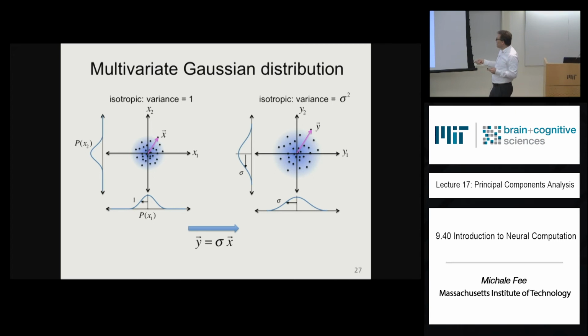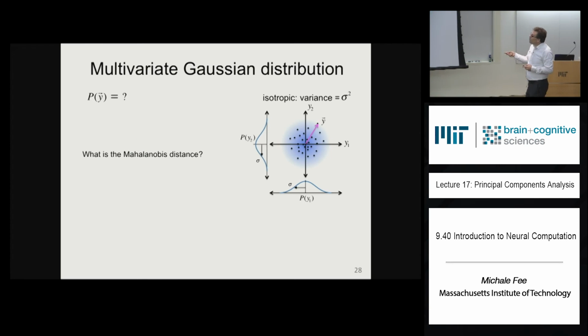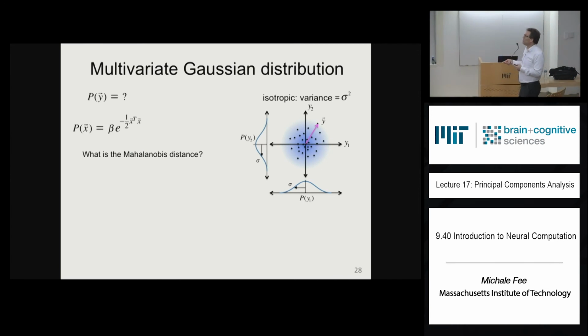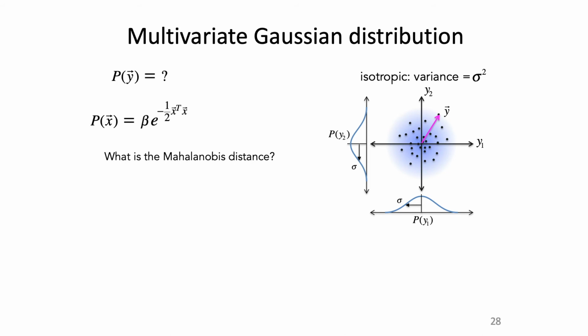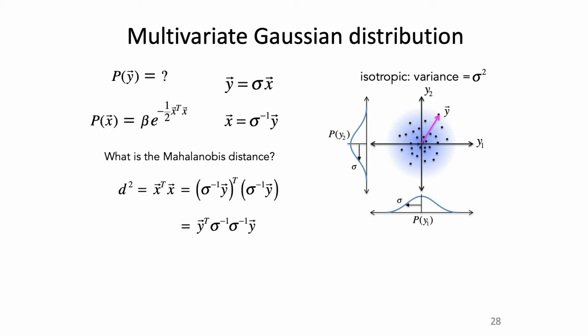Y equals sigma x. Now what's the probability distribution as a function of y? Well, there's the probability distribution as a function of x. We're simply going to substitute y equals sigma x, rather x equals sigma inverse y, into here. The Mahalanobis distance is just x transpose x, which is just sigma inverse y transpose sigma inverse y.